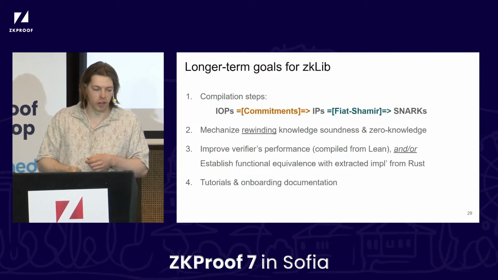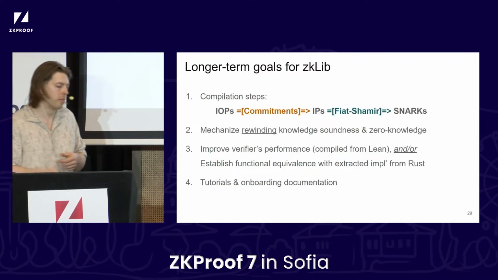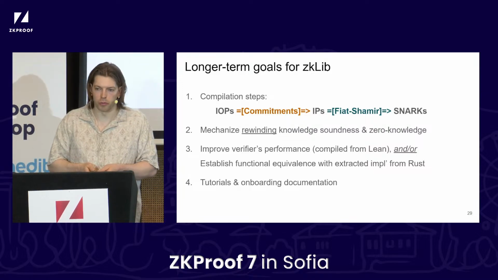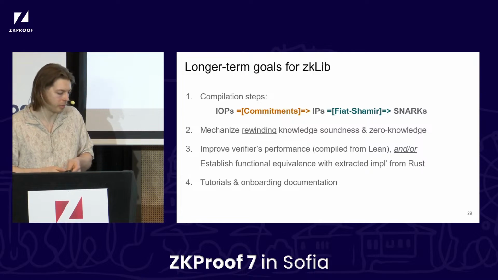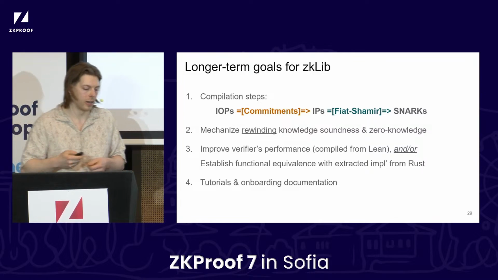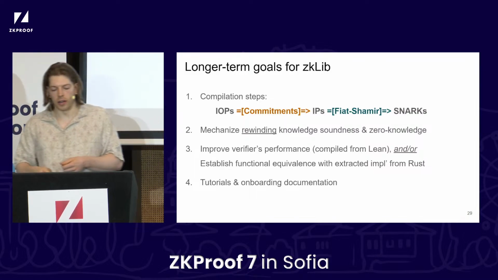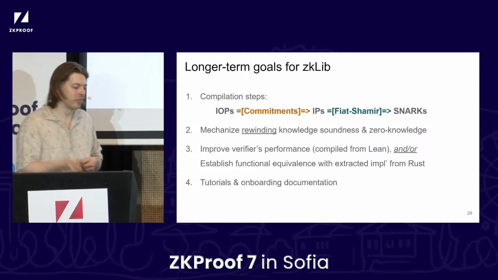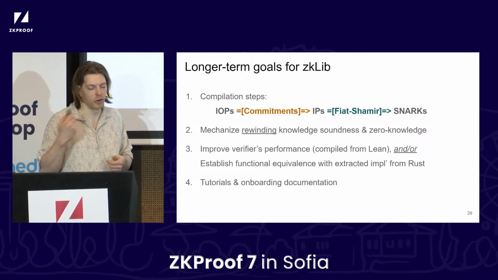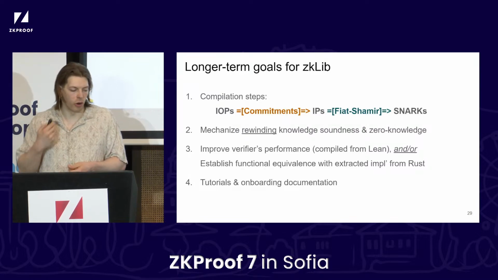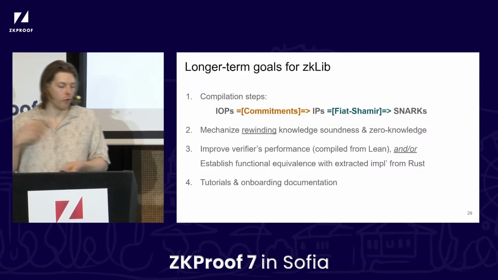We've got some longer-term goals, obviously, past this short-term planned work. This is just formalizing the compilation steps once we want to get to a complete proof system. Basic notions like rewinding of knowledge soundness and zero knowledge are traditionally quite hard to formalize anyway. We'll see what progress we make on that, but obviously we'll get there in the end. And also obviously trying to improve performance.